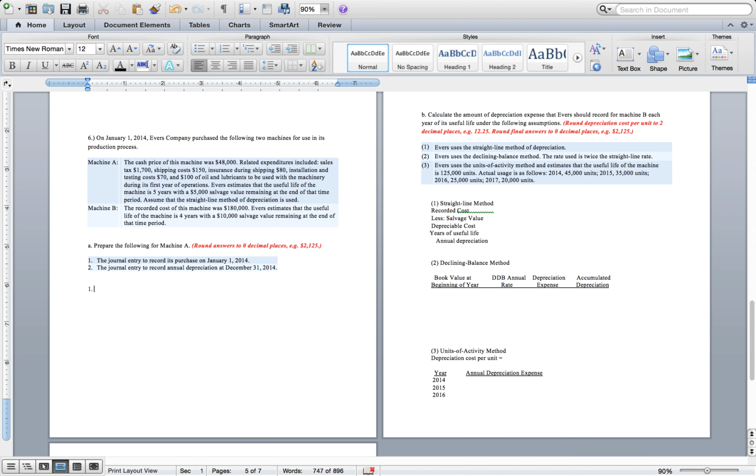Okay, so now we know we're going to debit equipment. Now you would include all the costs for it except the $100 for oil lubricants because that's an ongoing recurring cost. You're going to have to do that every so often with that vehicle. So you're going to debit equipment for $50,000. And then what did you use to pay for it? You just want to credit cash, $50,000.